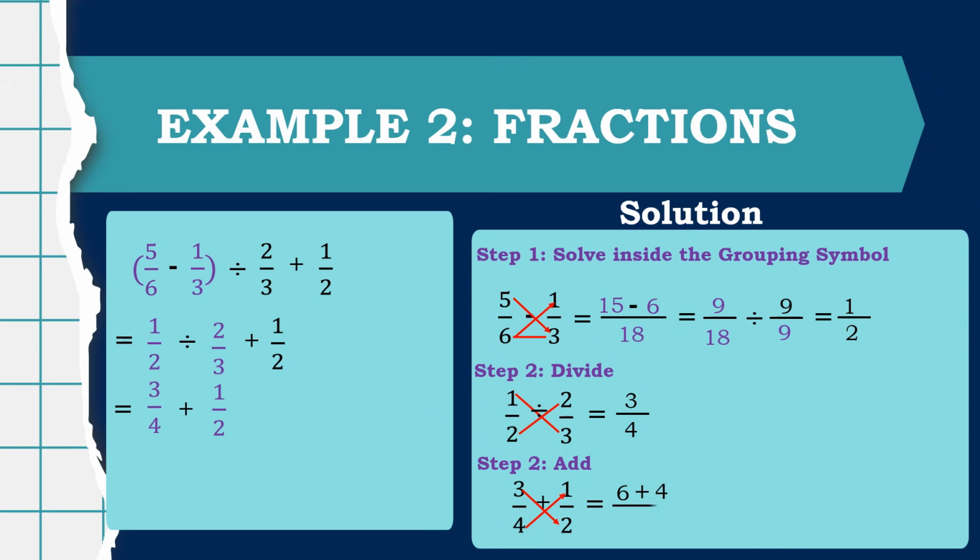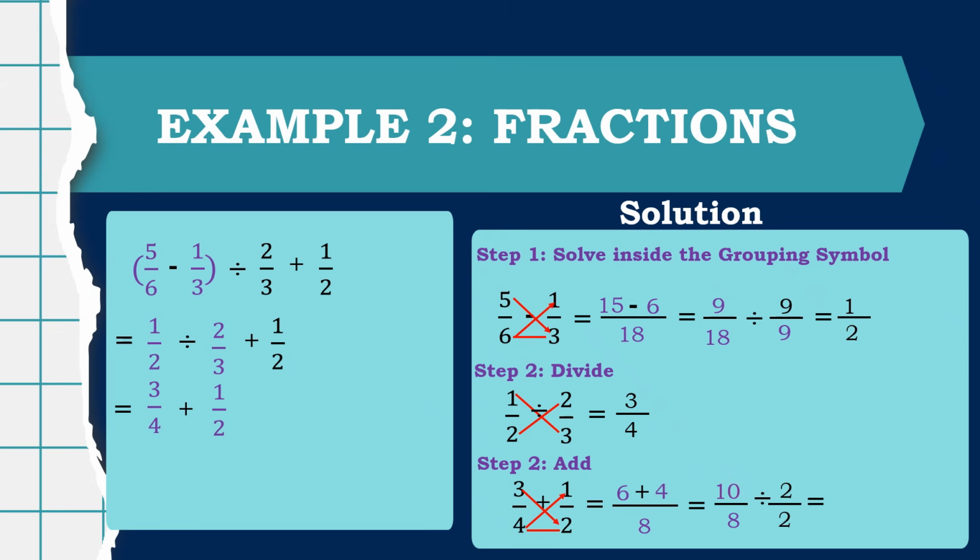So 3 times 2 is equal to 6. 4 times 1 is equal to 4. 4 times 2 is equal to 8. Then 6 plus 4 is equal to 10 over 8. 10 and 8 are both divisible by 2. So 10 divided by 2 is equal to 5. 8 divided by 2 is equal to 4.